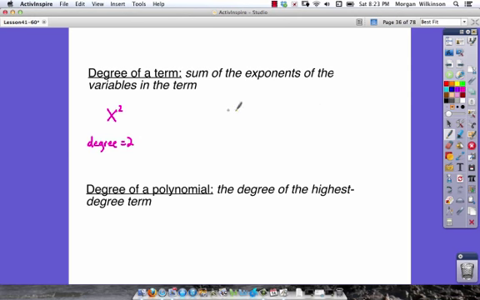Say we have another one. Say we have yx to the second power. If we have yx to the second power, we know degree of a term is the sum of the exponents of the variables in the term. So y to the first, x to the second, that's going to give us a degree of 3. If we look at one more, say we have y squared x to the fourth z. Well, the degree is going to be the sum of the exponents of the variables in the term. 2 plus 4 is 6, plus 1 for the z is 7, so the degree would be 7.